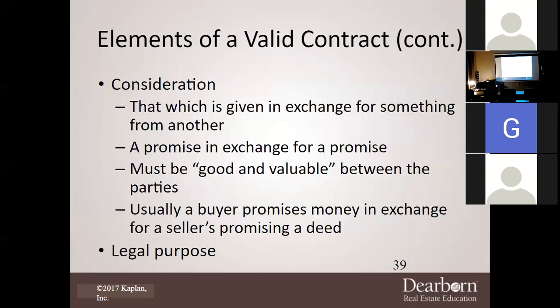Now, consideration is that which is given in exchange for something of another, like we've already talked about. A promise in exchange for a promise can also be consideration. It must be good and valuable, those are the key words, between the parties. Here's one I'm going to state before I proceed. Can love and affection be consideration? Why? Because both parties deem it good and valuable.